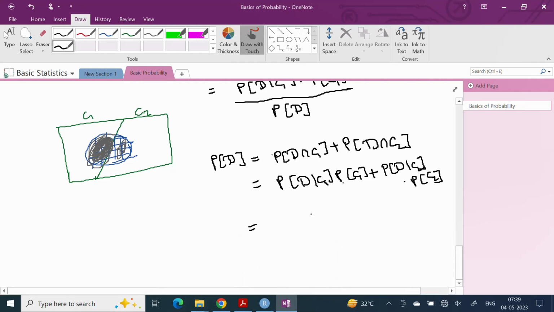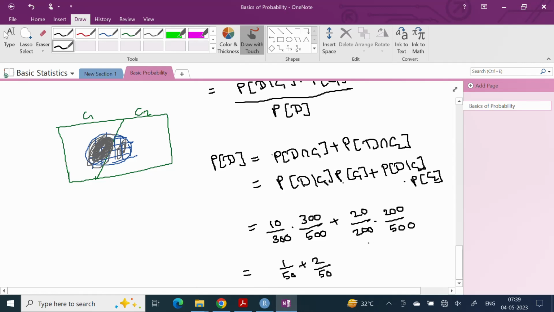So D given C1 is what? Probability of defective given that it has come from C1. So it is 10 by 300 into probability of C1, which is 300 by 500, plus D given C2, which is 20 by 200, into C2, which is 200 by 500. So what I am left with is 1 by 50 plus 2 by 50, correct? These get cancelled. So this is 3 by 50. So the probability of a defective item is 3 by 50.